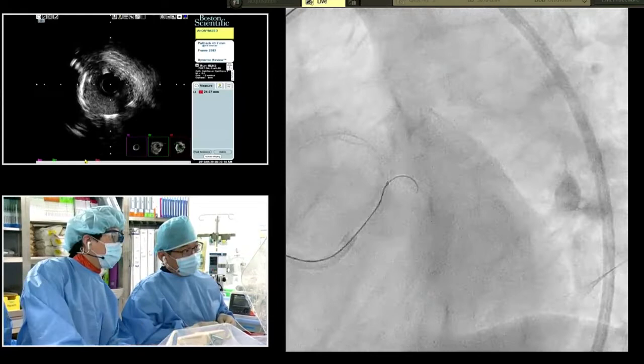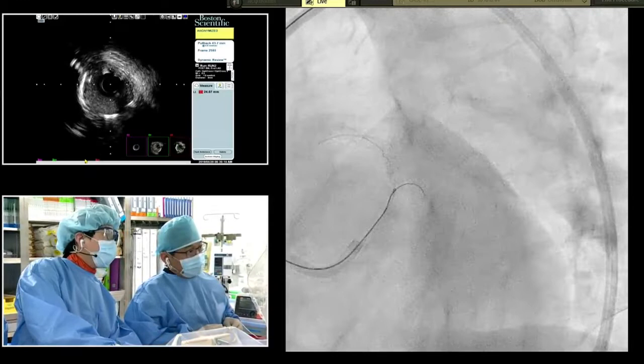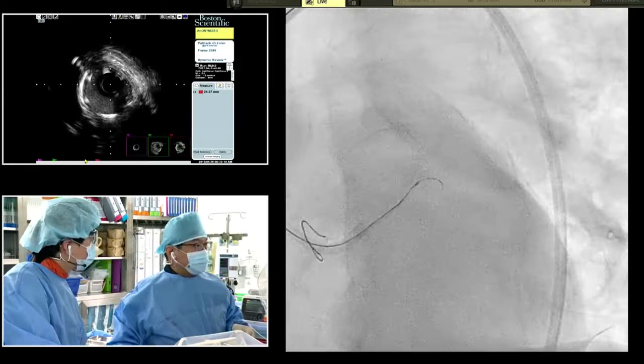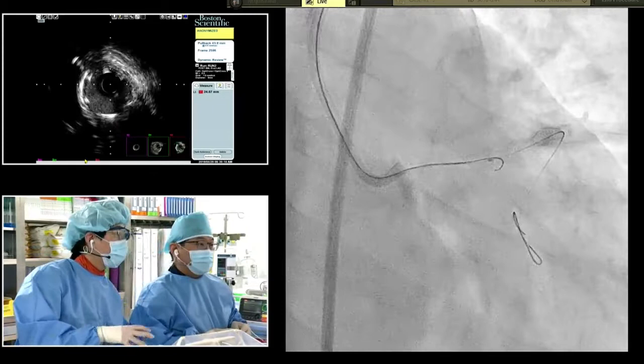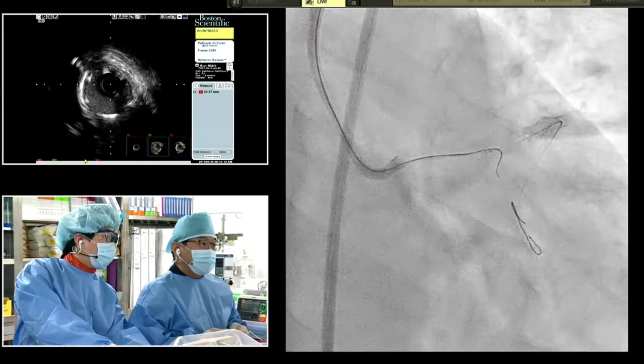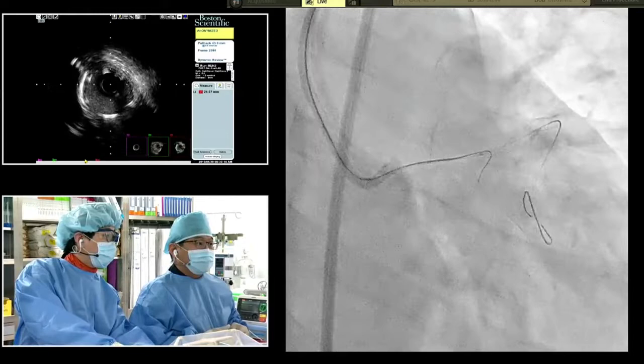I don't know whether this is true. Or maybe you can move to the other projection, just to confirm. That's in the atrial branch. Leave it there and put another wire down.